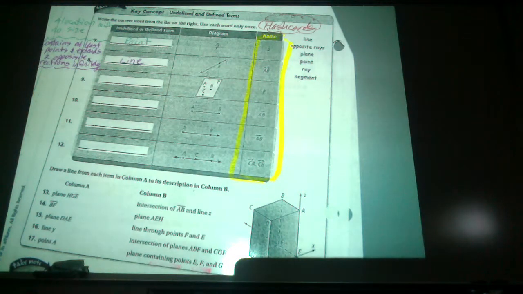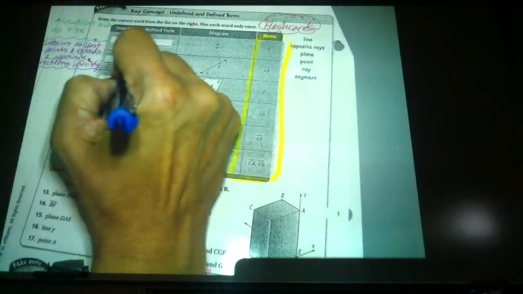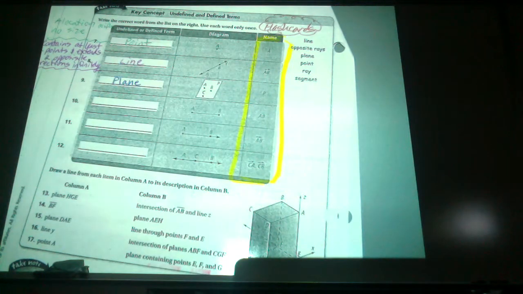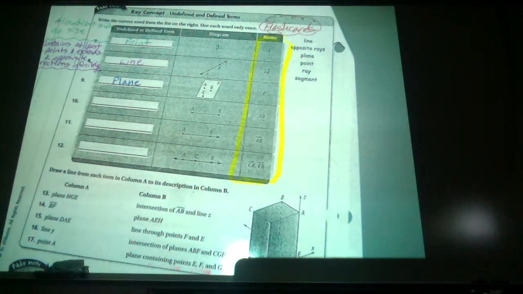This next thing is a plane, P-L-A-N-E. Now, it appears that the notation for a point in a plane are the same, bold the capital letter.